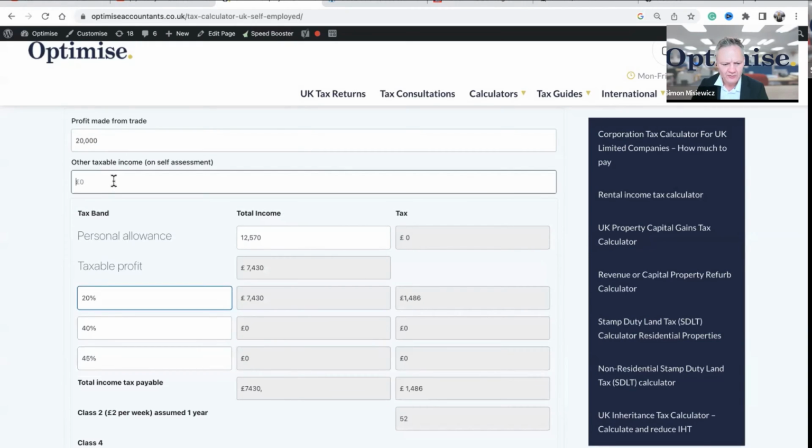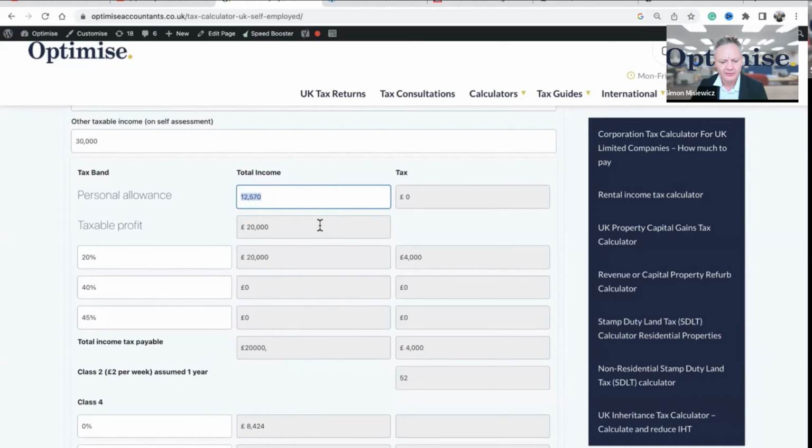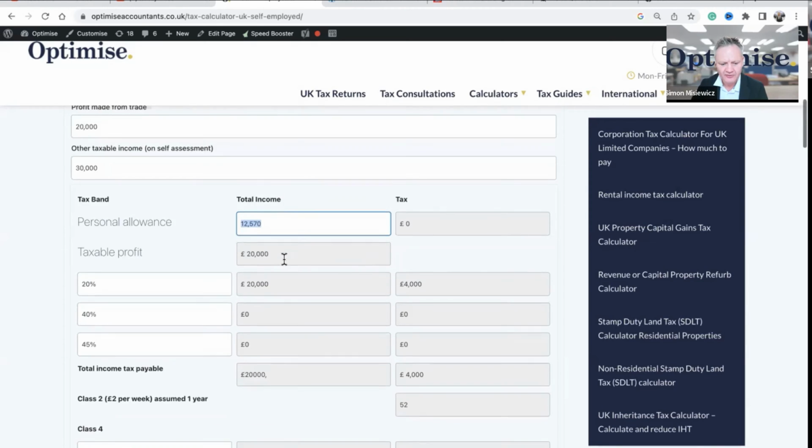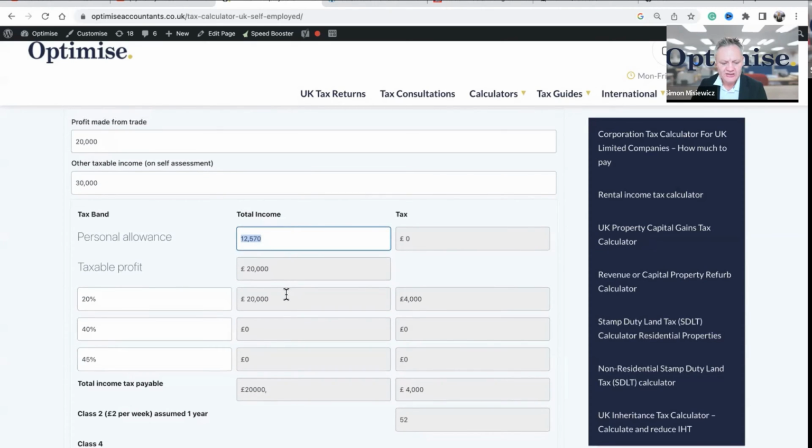Let's imagine now that we've got the same person who has a job paying £30,000 worth of income and £20,000 worth of self-employment income. One thing you'll see is that the personal allowance is not going to be taken into account, and the reason for that is that the 12,570 would be utilized in their other forms of income, which could be, as we said, employment. So therefore, the £20,000 would be subject to UK tax on their self-assessment profits or self-employment profits, which is £20,000 at 20%, which is 4,000.